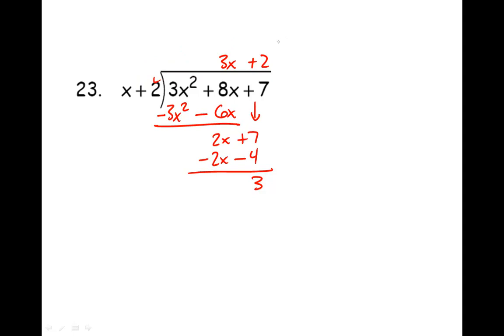So anytime we get a remainder, we want to add it over x plus 2. Whatever we divide by, we want to put on the denominator. So that would be our answer.